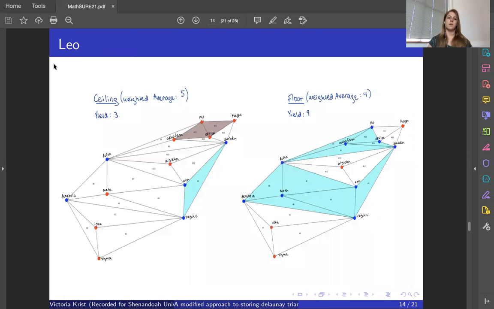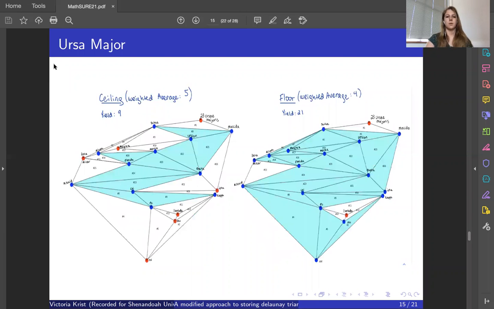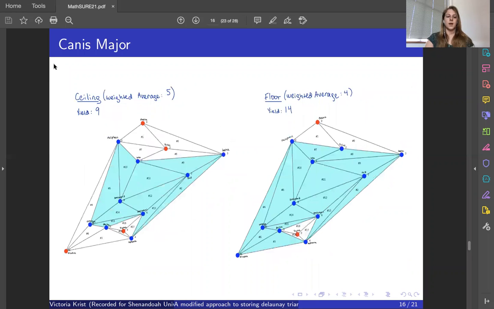First, starting with Leo, ceiling with a weighted average of 5 yielded 3 triangles. Floor with a weighted average of 4 yielded 9 triangles. Ursa Major, ceiling weighted average of 5 yielded 9 triangles, while floor with a weighted average of 4 yielded 21 triangles. Canis Major with ceiling weighted average of 5 yielded 9 triangles, while floor with a weighted average of 4 yielded 14 triangles.